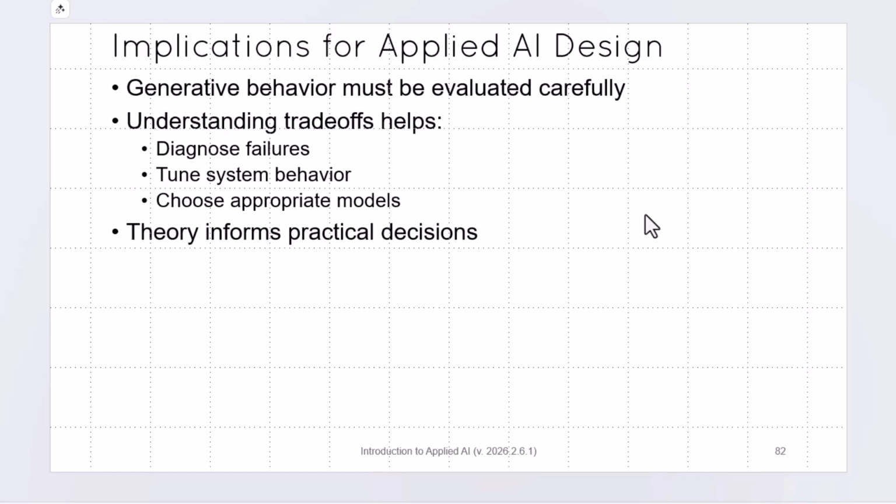Implications for applied AI design. Generative behavior must be evaluated carefully. Understanding trade-offs helps us diagnose failures, tune system behavior, and choose appropriate models. Theory informs our practical decisions.